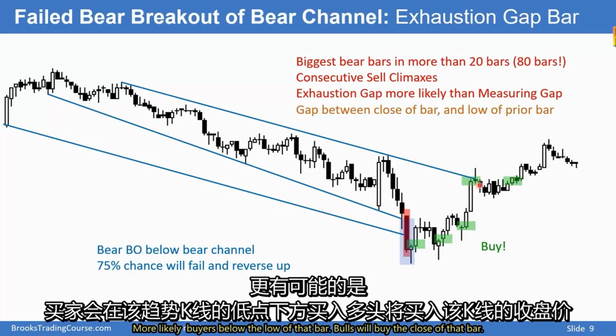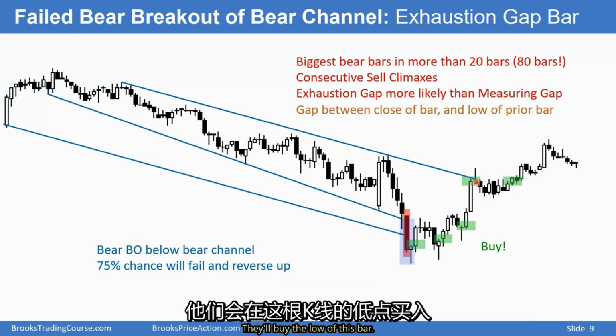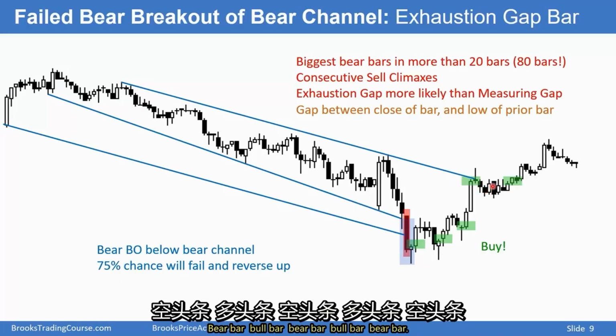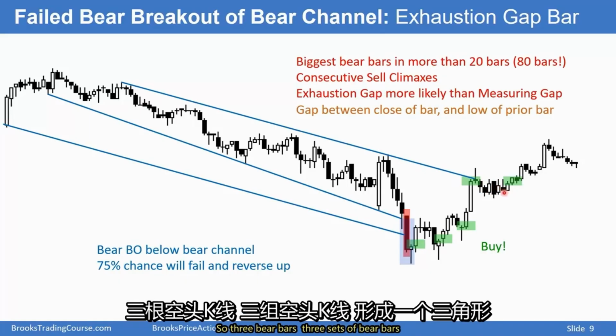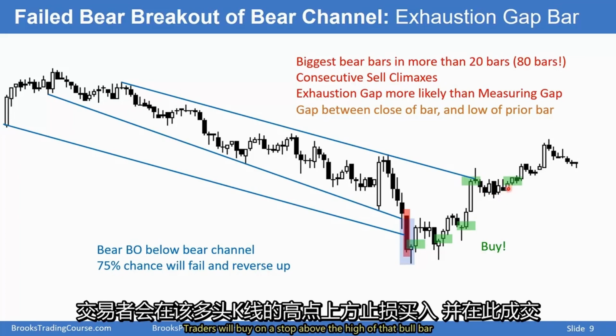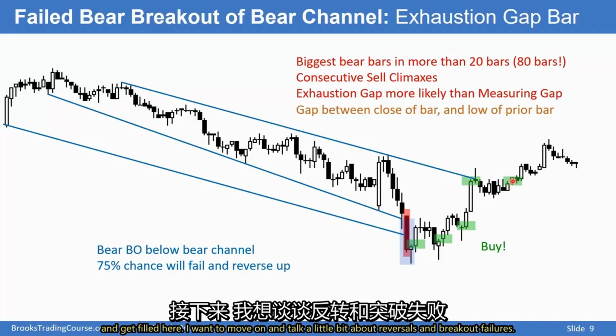More likely, buyers below the low of that bar. Bulls will buy the close of that bar. They'll buy the low of this bar. We've got a small triangle, 3 pushes down, bear bar, bull bar, bear bar, bull bar, bear bar. So 3 sets of bear bars. So a triangle, and you have a bull bar. Traders will buy on a stop above the high of that bull bar and get filled here.